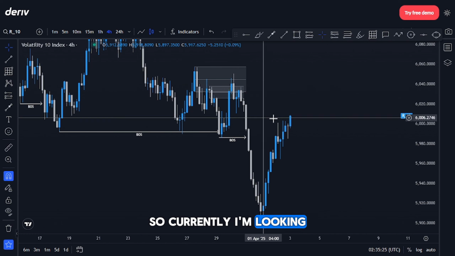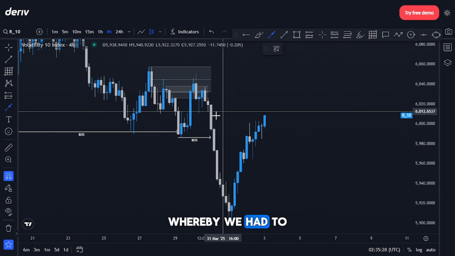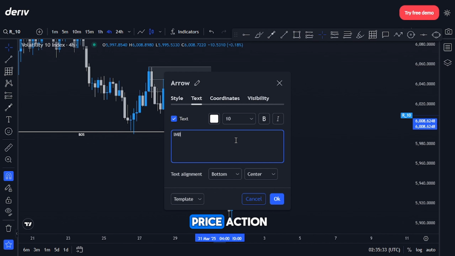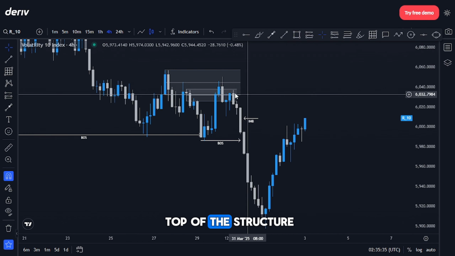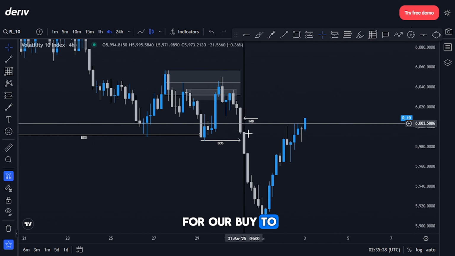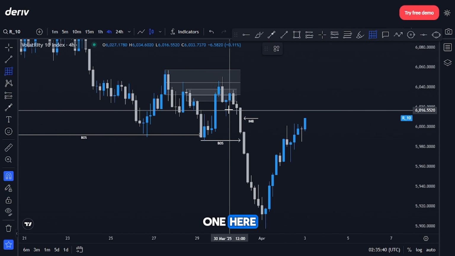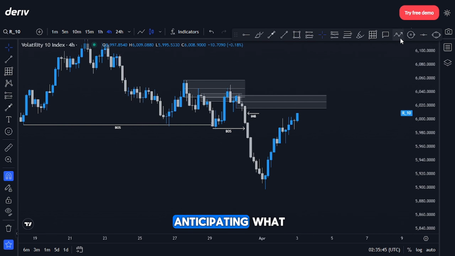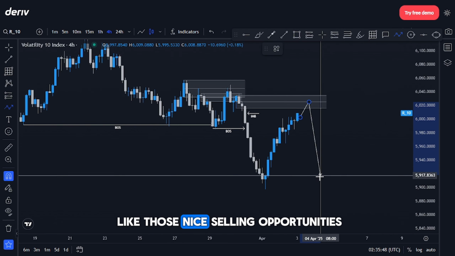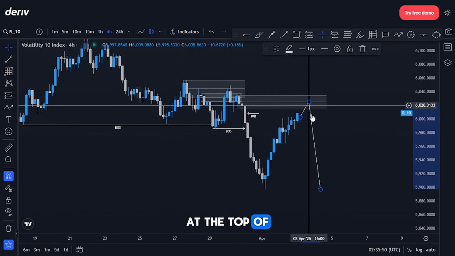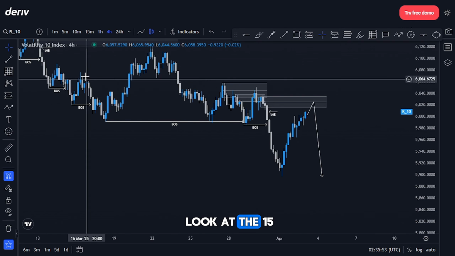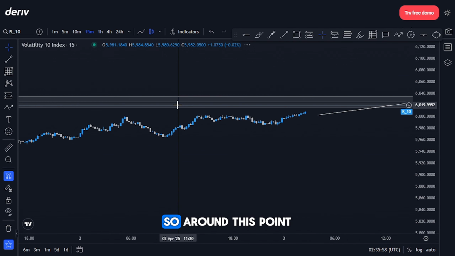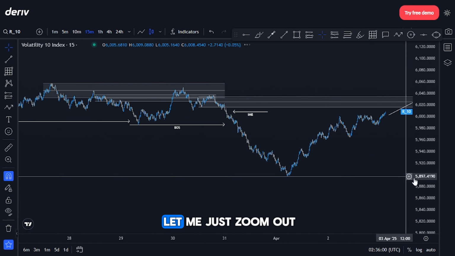So currently I'm looking at this price action here, whereby we had to fill this imbalance, which is currently being filled by the price action. And then at the top of the structure, we need to look for our buy to sell candle, which is this one here. So we're just going to use the whole candle. And now we are anticipating what? For us to get those nice selling opportunities at the top of that structure. So we're just going to look at the 15-minute time frame to refine all the zones that we have. Around this point, let me zoom out.